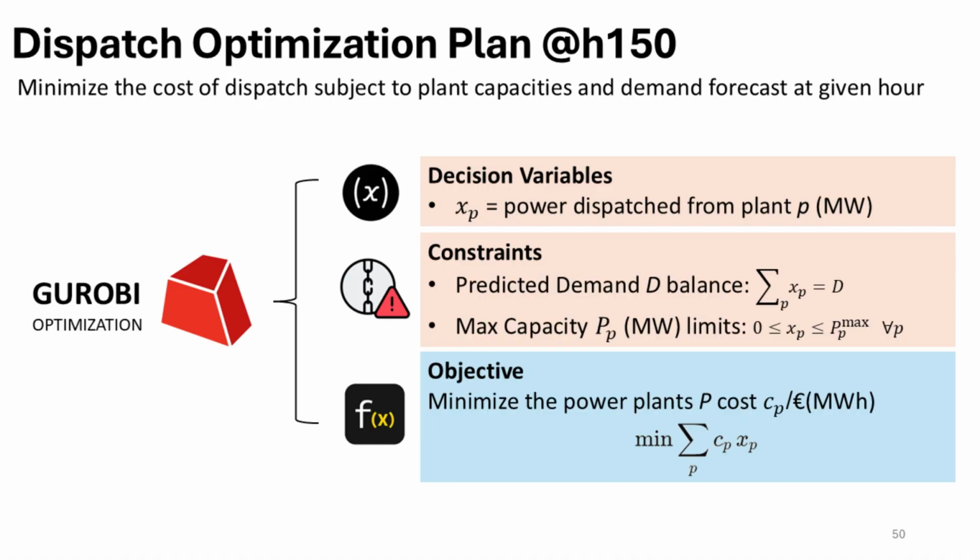Finally, we have the objective function. In the energy sector, we aim for economic dispatch, which means we want to minimize the total cost of the power plants. We calculate this by multiplying the cost of each plant, c_p, by the power it produces, x_p, expressed as a minimization function. Gurobi will process these equations to find the specific values for coal, gas, and solar that satisfy our demand at the absolute lowest price point.